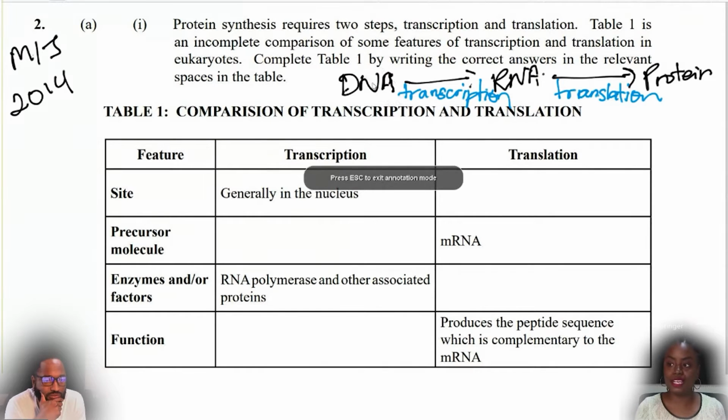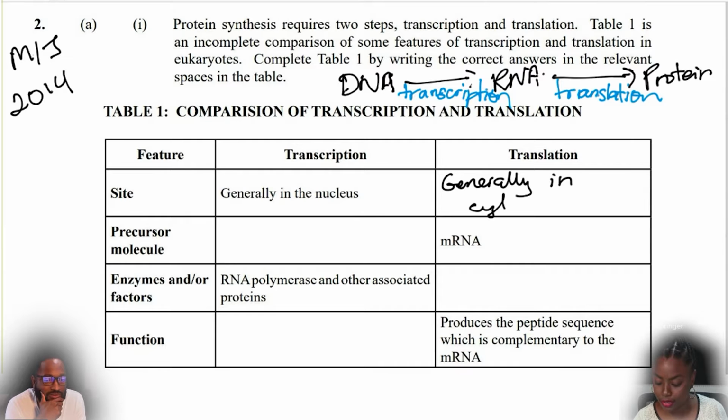When you have DNA being transcribed into RNA, the RNA then leaves the nucleus and goes into the cytoplasm where the ribosomes are that make the protein. So translation would happen where the ribosomes are, which is in the cytoplasm. So here you would put generally in cytoplasm.